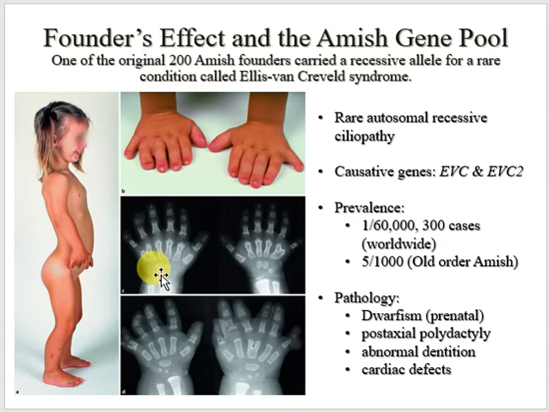One of the original 200 Amish founders carried a recessive allele for a rare condition called Ellis-van Creveld syndrome, which is a type of dwarfism. Today, the Amish population has more cases of this syndrome than any other given population in the entire world. And it's because these individuals do not intermarry outside of the Amish community.